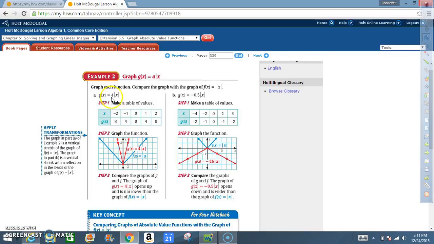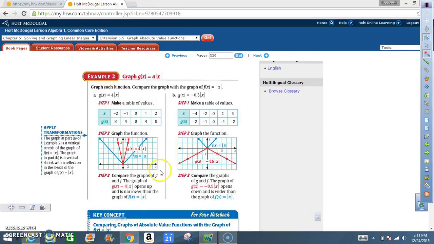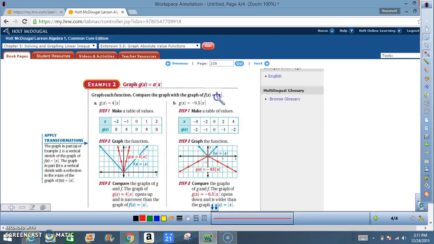Also, I'm noticing that the larger this number is, the more narrow my graph is. Notice that for f of x is equal to the absolute value of x, there's a 1 sitting on the outside. So I'm comparing the 1 to the 4. Once again, there is a 1 on the outside there that we don't see, but we know it's there because it's implied. So 1 and 4. And I'm noticing that the bigger this number is, the narrower my absolute value function would be.